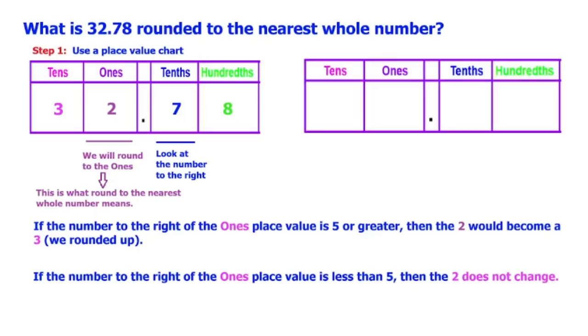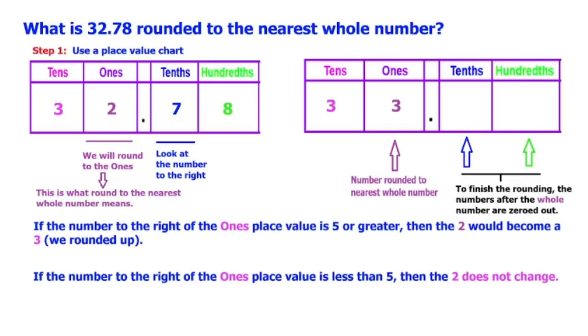So now we have to put our rounded number into this place value chart. So here it is. So here, because this number is 5 or greater, that means we round this 2 up. So it becomes a 3. So we have 33 now. And then to finish the rounding, the numbers after the whole number are zeroed out. Okay, so everything after the number we're rounded to gets zeroed out. Okay, so you put zeros there. And that's it. That's the end of how you do rounding with a decimal.